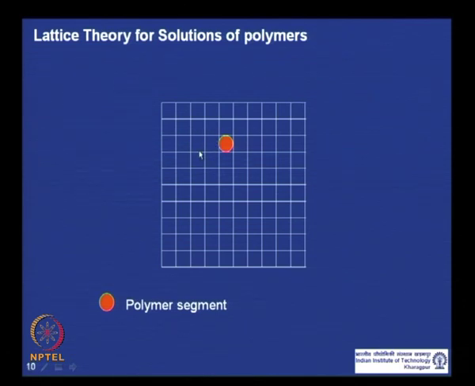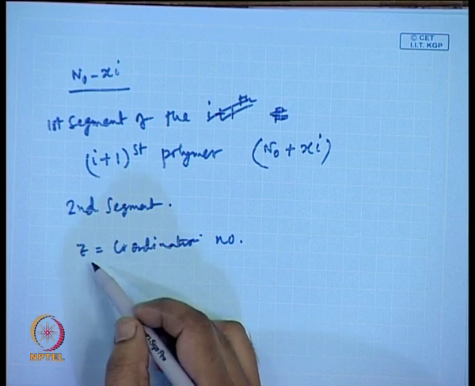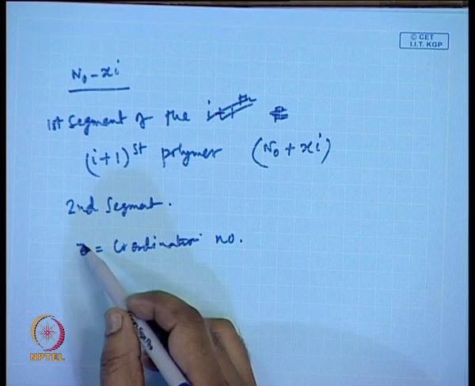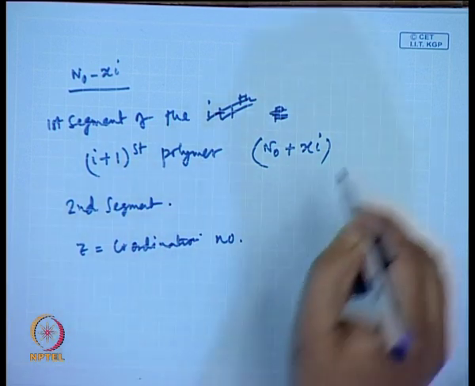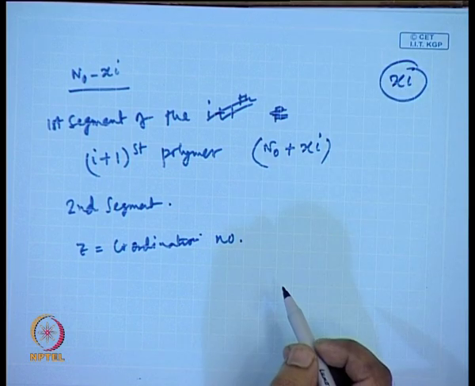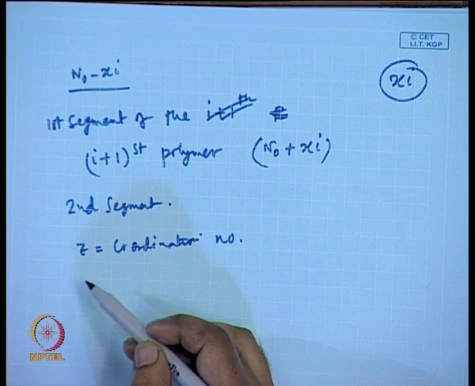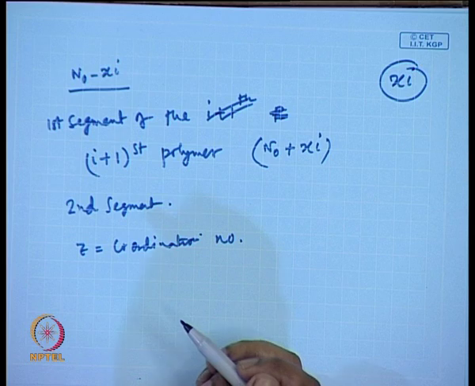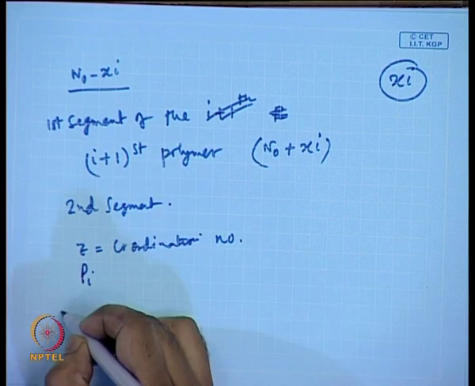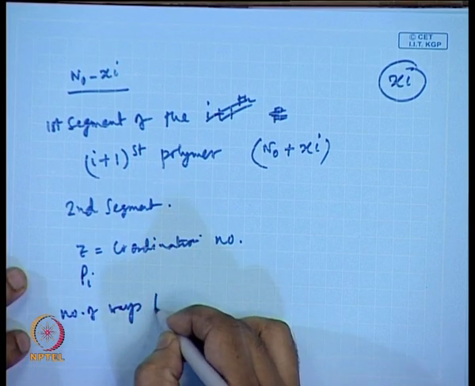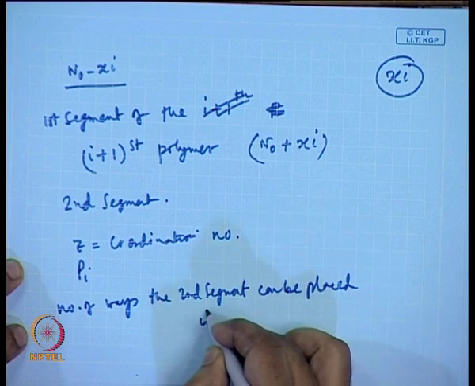Okay. So, I can add, say, here. The second segment can be placed in any of these Z cells. Now, what is the chance that all the Z cells are vacant? Remember, the lattice already has x I number of blocked cells. So, it is not that all these Z cells will be free for the second segment to go in. There is a probability. So, if I write the probability as P I, then the number of ways the second segment can be placed is Z P.